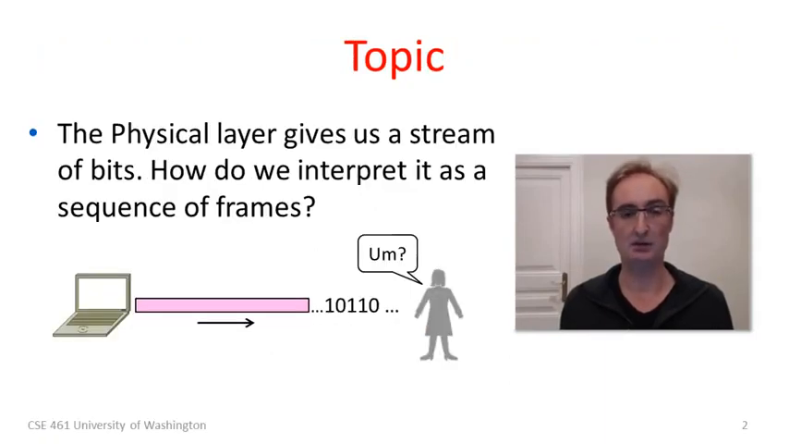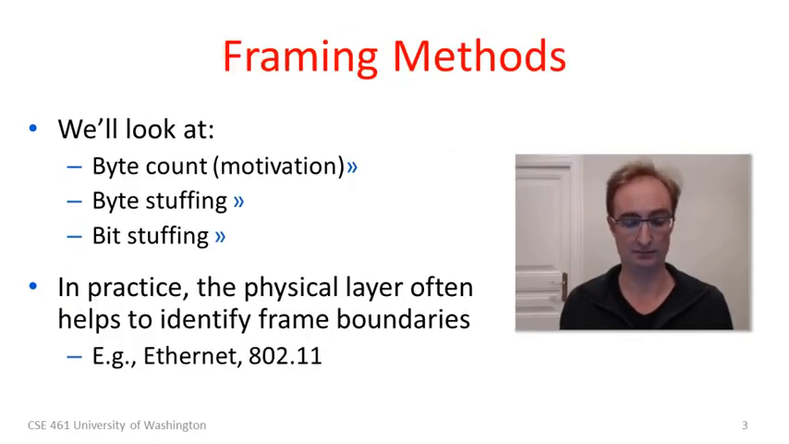So the need for framing arises because the physical layer delivers a stream of bits. We've worked hard with modulation to turn signals into a stream of bits, but of course a stream of bits is not really what we want. We would like to be able to send a sequence of messages called frames across the link layer, so we need some way to delimit the start and end of those messages. That's what framing is all about.